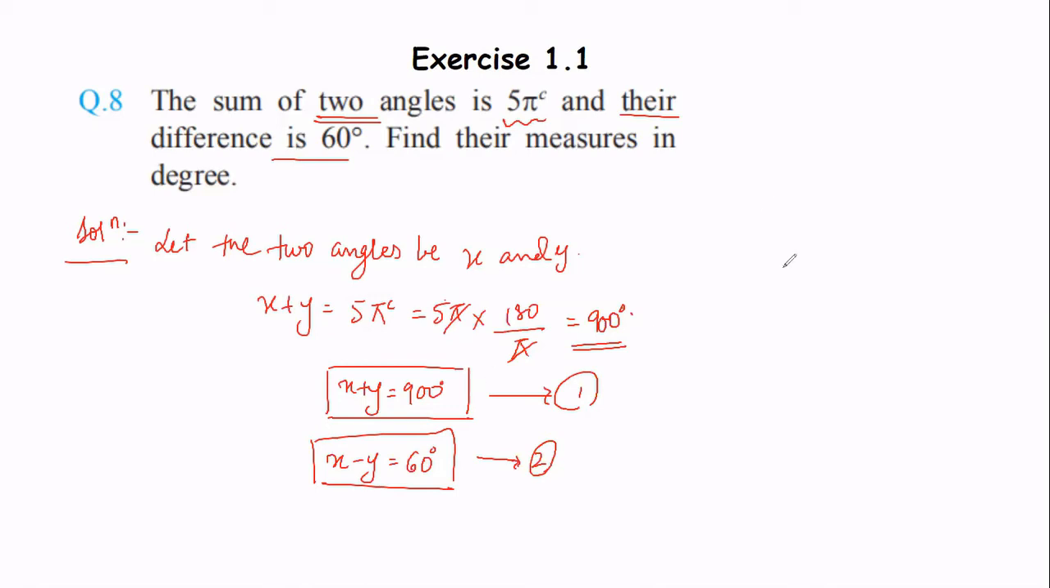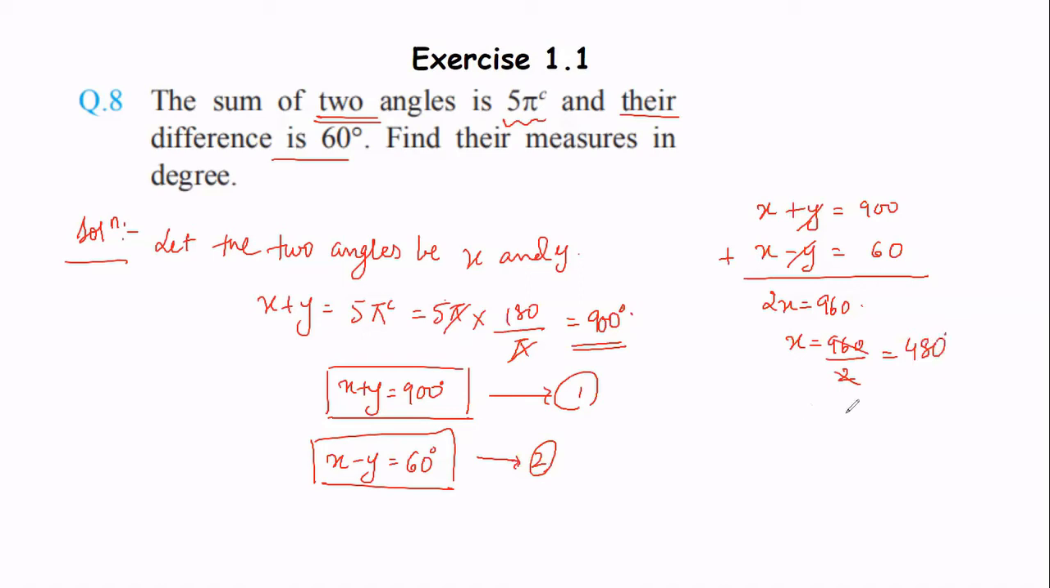So now let's solve it simultaneously. x plus y is equal to 900. x minus y is equal to 60. Adding both, plus y and minus y cancel. 2x is equal to 960, you get. So for x, we divide 960 by 2. What do we get? We get 480. So x comes out to be 480 degrees.